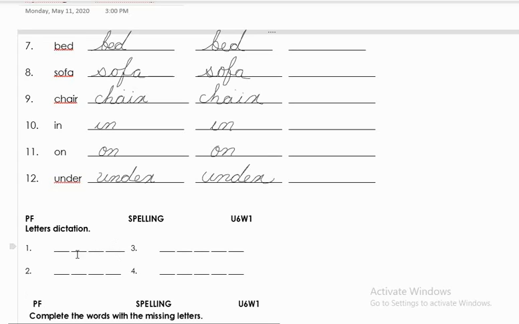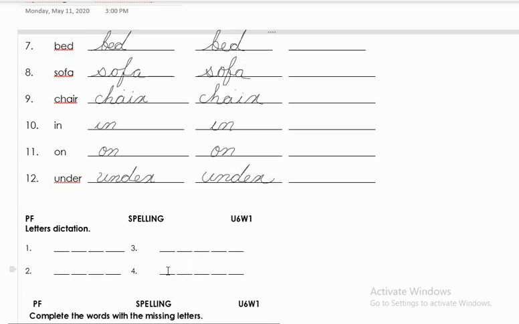Okay, in the second case, the first letter that I have to write is S. The second one, O. The third line is N. The fourth line is G. In the number 3, the first line is C. The second line is H. In the third line, we write A. In the fourth line, we write I. And in the last line, we write R.